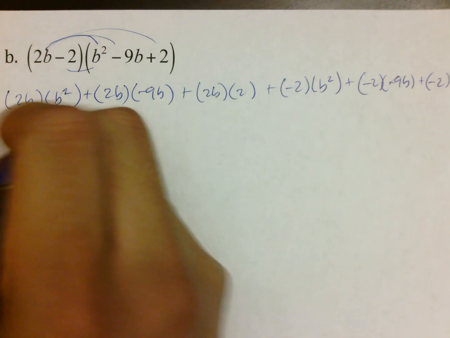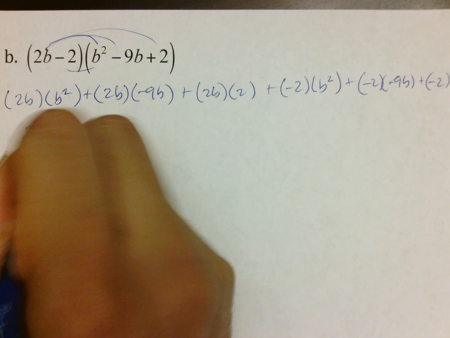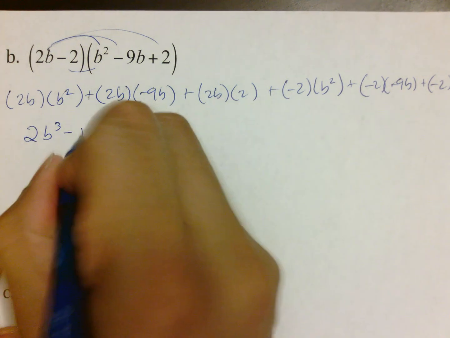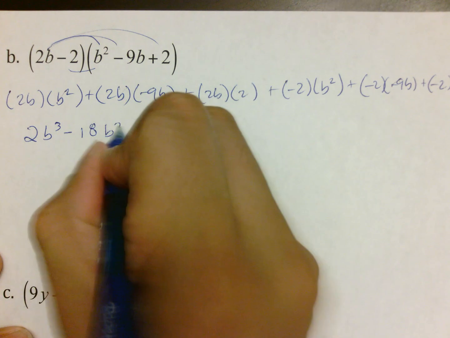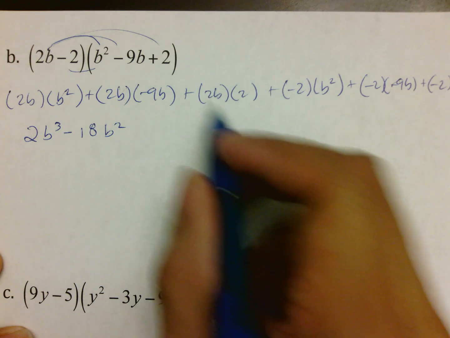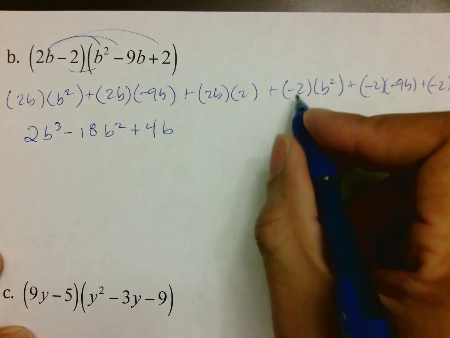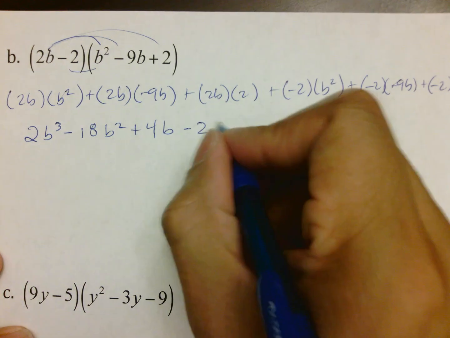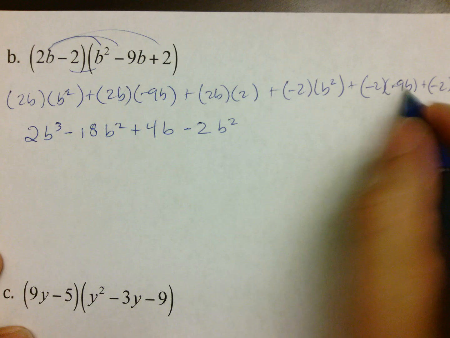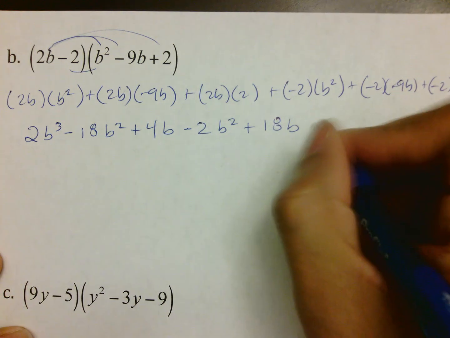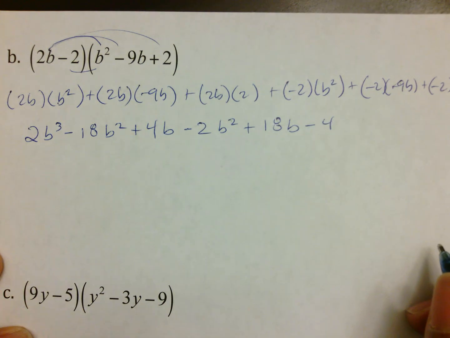All right, so then we go back through. Number is 2, we have 3 b's. Negative, because there's one negative, 18 with 2 b's there. Positive 4 with a b. Negative 2 with a b squared, positive 18 with 1b, and then negative 4 going there.